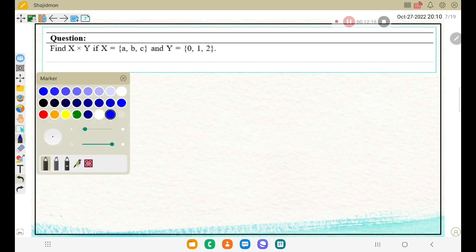Now, we will go to the next question. Here, find X cross Y. If X equal to set {a, b, c} and Y equal to {0, 1, 2}, find the Cartesian product of X and Y. Cartesian product of X and Y, correct? X cross Y we need to calculate. X equal to set {a, b, c}. Y equal to {0, 1, 2}.